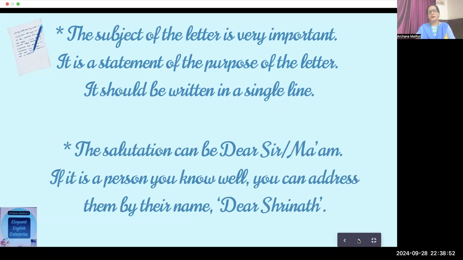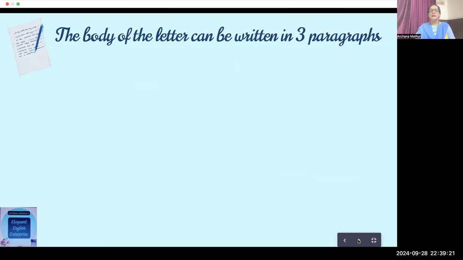Then comes the salutation. It could be dear sir, it could be ma'am. And if it's a person you know personally, despite the fact that it's going to be a formal letter, probably you can address them by their name, like dear Srinath or dear Mrs. Sharma, whatever, if you know that. But then you have to have a little kind of a personal relationship with that person. But the letter has to be formal in its tone. The underlying tone has to be very, very formal. Okay. Now, then comes the main content, which we also address as the body of the letter.